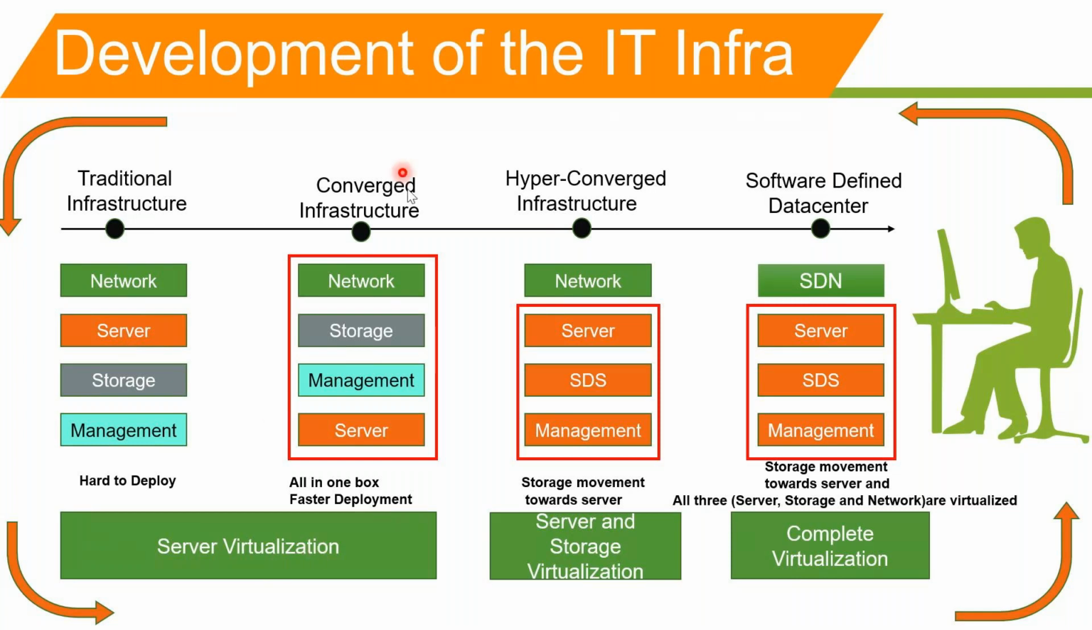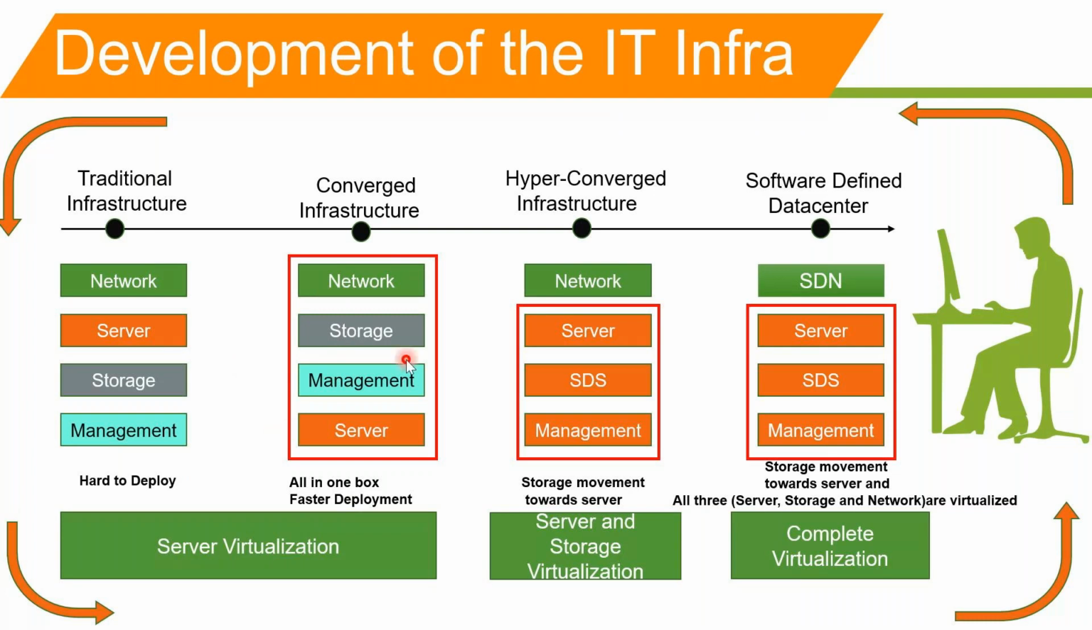Then converged infrastructure. Since you asked me what the difference is, see here, there is no big difference. It is still different layers, network, server, storage, but one box comes here. This all-in-one box gives faster deployment. Why faster deployment? Because there is already an interconnection between these three, and you just connect the box, power on the devices, and then you get centralized management, and you can deploy the infrastructure faster compared to traditional. Other than that, there is not much difference. It is still only server virtualization. The one difference is you get a box and it is all interconnected.